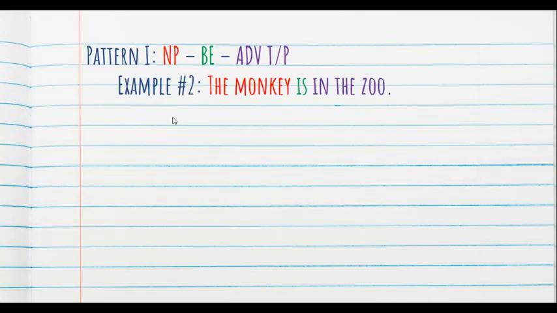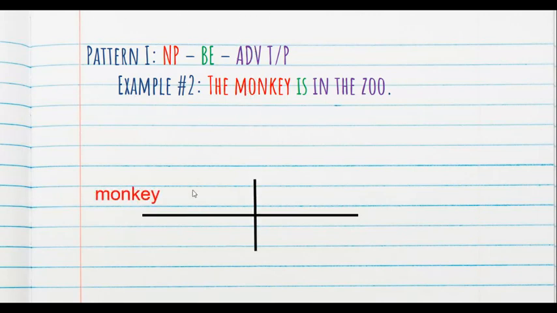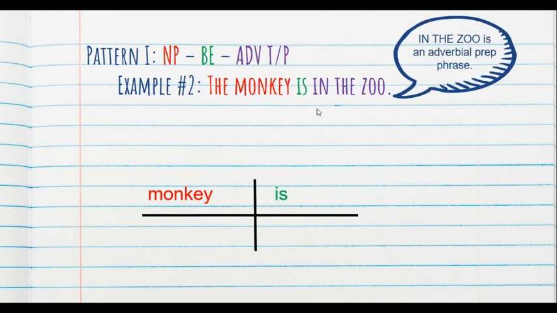Another example. The monkey is in the zoo. All right, so once again, here's our basic structure. I can see already that monkey is going to be my subject. Is going to be my verb. All right, and then I have "in the zoo." I don't have a traditional adverb. This time I gave you a prepositional phrase. So it's a prep phrase that's working like an adverb because it tells me basically where the monkey is. So it's an adverb, but it's in the form of a prep phrase. So prep phrases are tricky. It still has to connect to the verb.